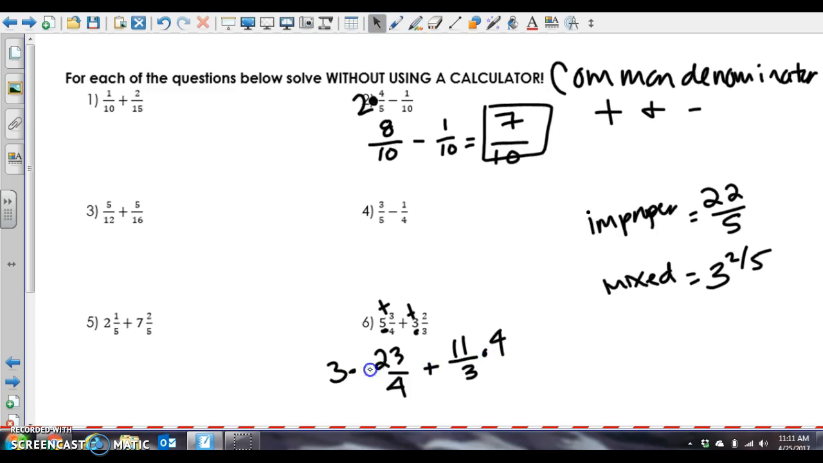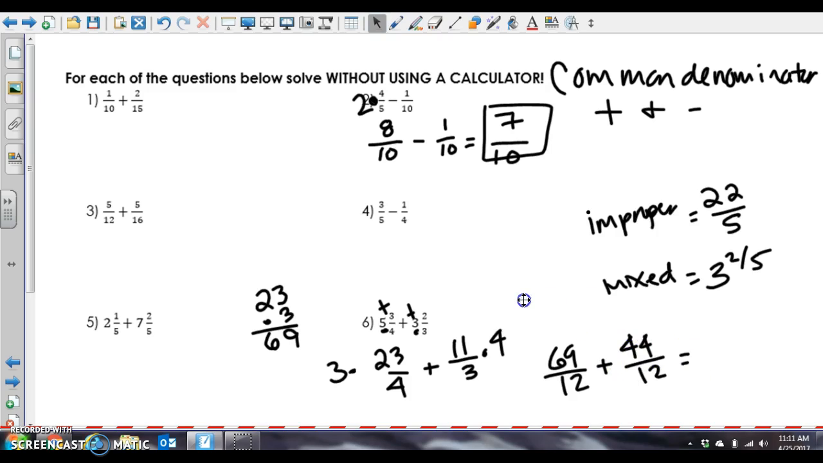So this is where you're going to have to remember how to multiply. If you don't know what 23 times 3 is, you take 23 times 3 off to the side. 3 times 3 is 9. 3 times 2 is 6. And you get 69 over 12. Plus, on the right hand side, 11 times 4 is 44 over 12.